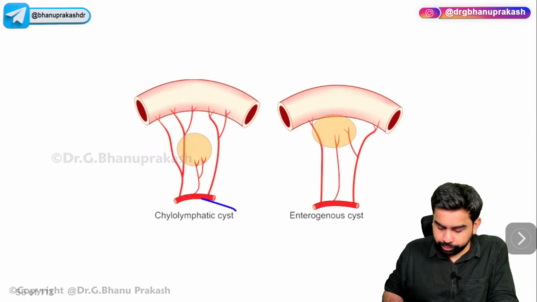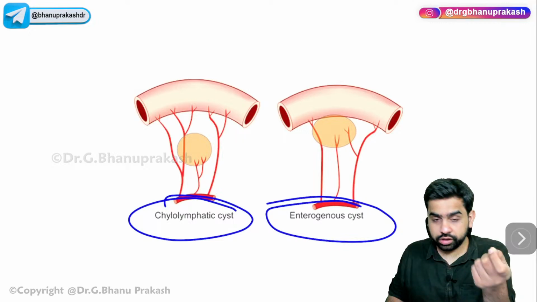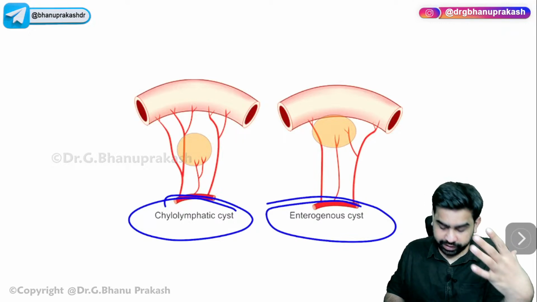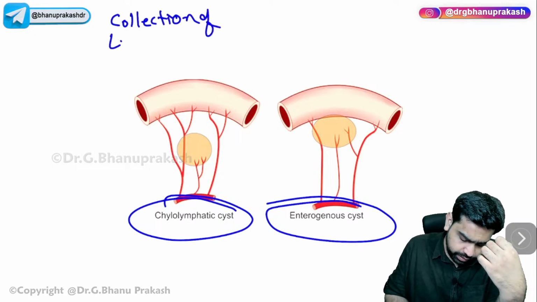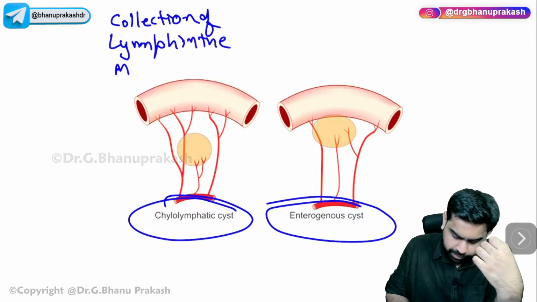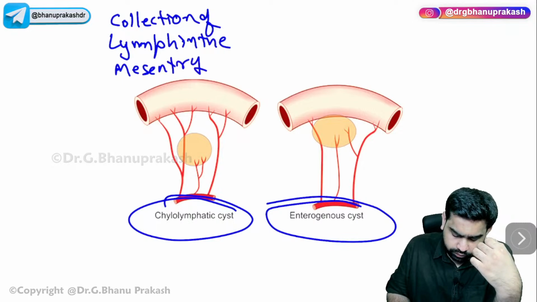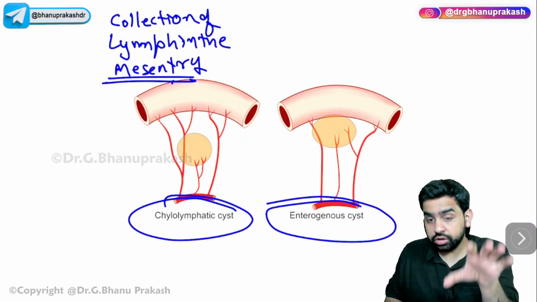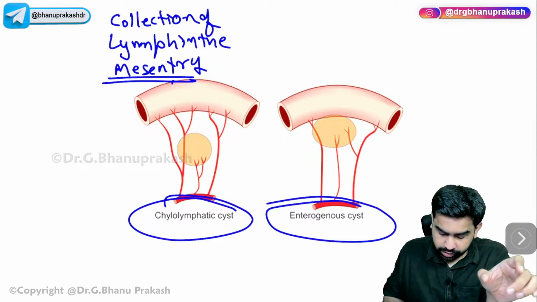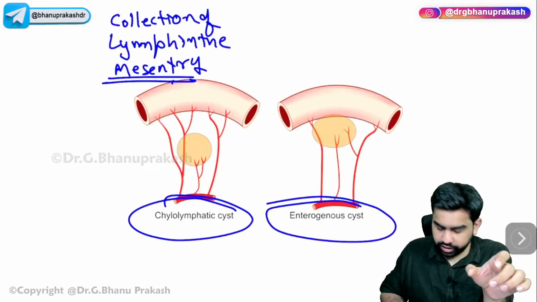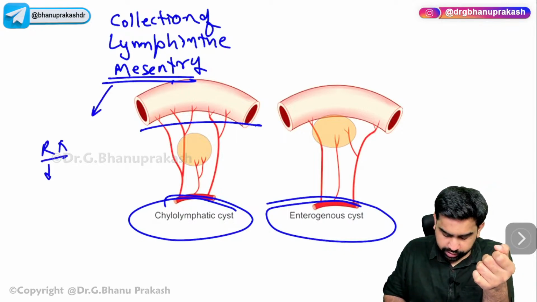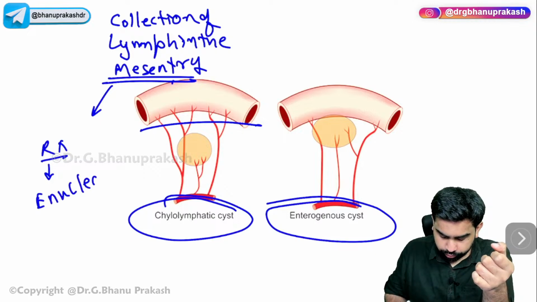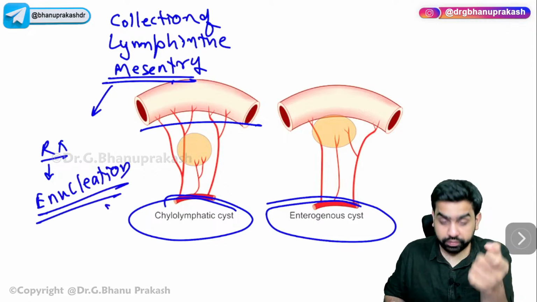There are two types of cyst: one is a chylolymphatic cyst, one is an enterogenous cyst. What is the difference between them? The chylolymphatic cyst is a collection of lymph in the mesentery. The blood supply of the chylolymphatic cyst is separate from that of the bowel. The treatment is enucleation. This is the treatment in patients with a chylolymphatic cyst.